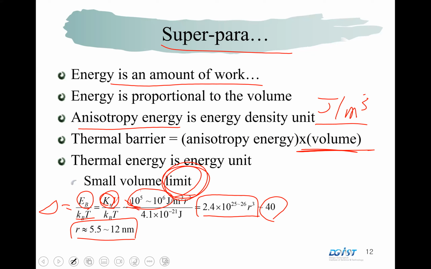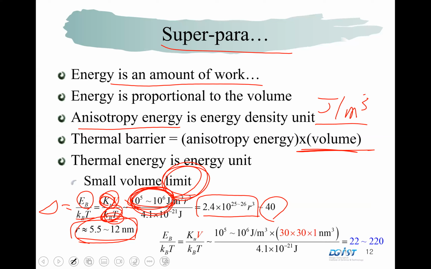If you want to increase KuV, the only ways you have are to increase the Ku or the volume, because kBT is a fixed value. There's no way you can alter it. But as I said, if you increase the K, then the switching energy required gets larger. This increases the energy consumption of the device. So the minimization of the size of the system is limited by this superparamagnetic limit. This is bad news for the application, actually.